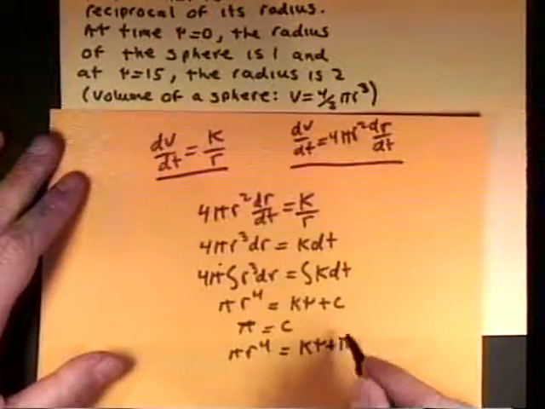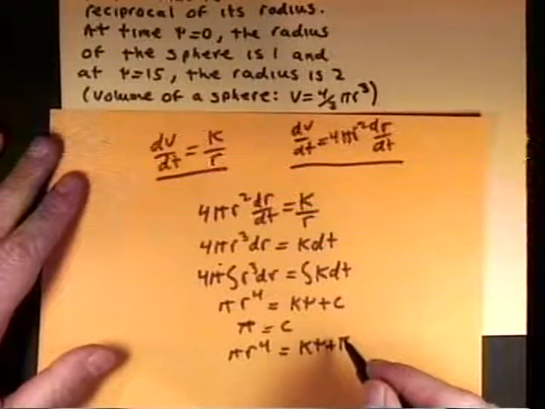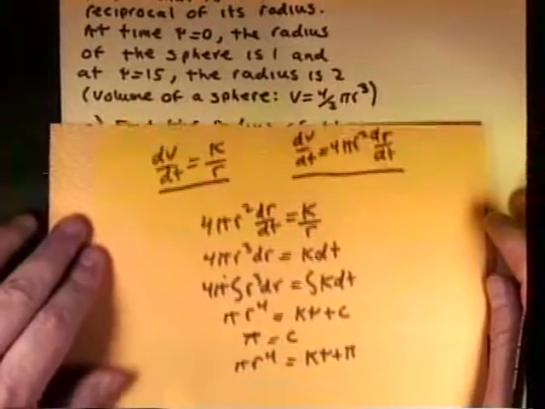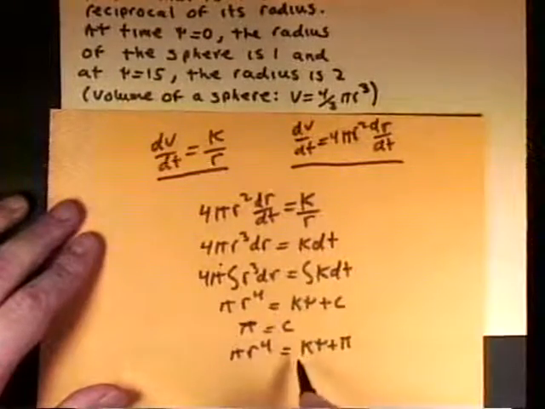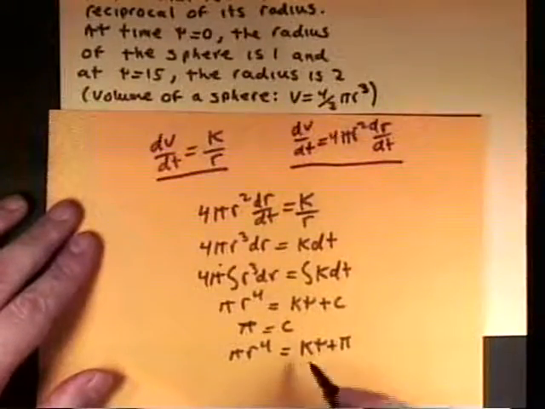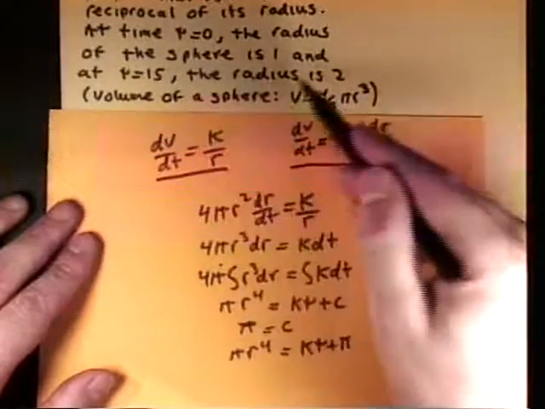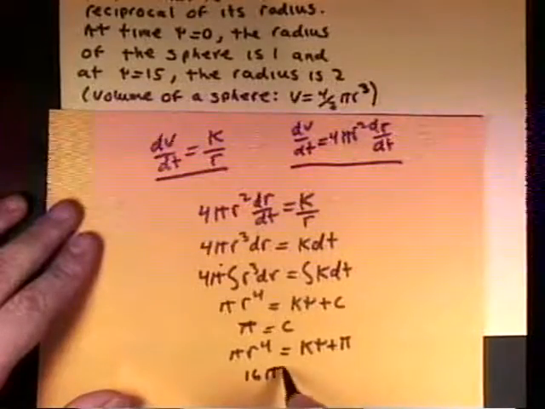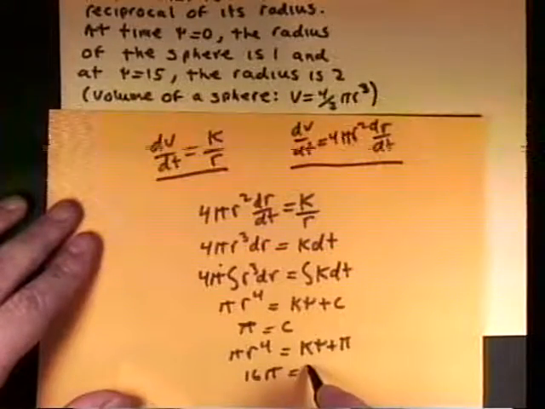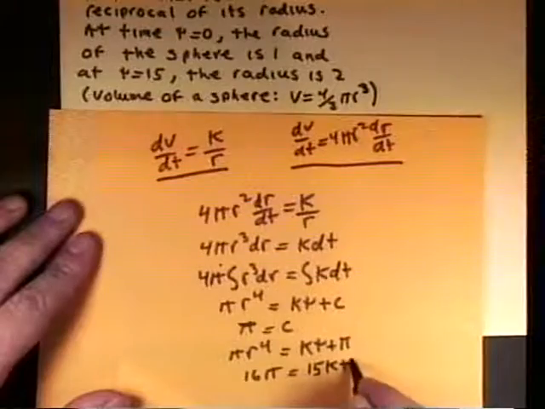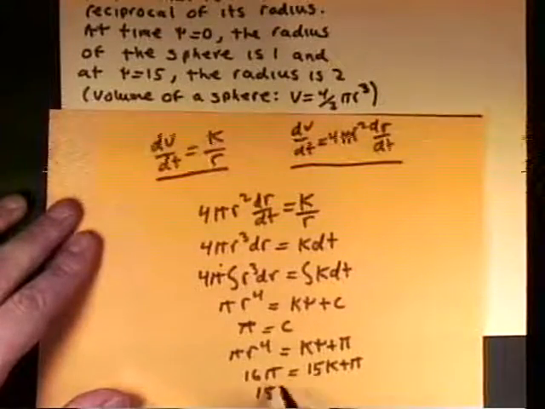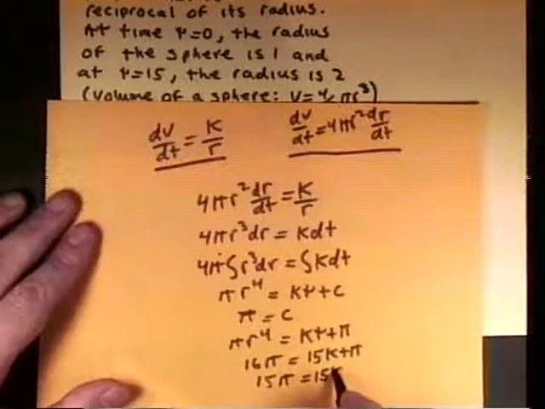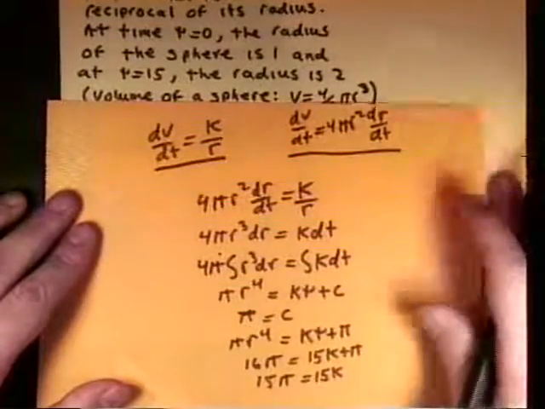And then you solve for r, because it says find the radius as a function of time. But we've got to solve for k actually too. So to solve for k, it says when t is 15, the radius is 2. So then you just plug it in. It's 16 pi is equal to 15k plus pi. Subtract pi, you have 15 pi is equal to 15k. So k is equal to pi, right.